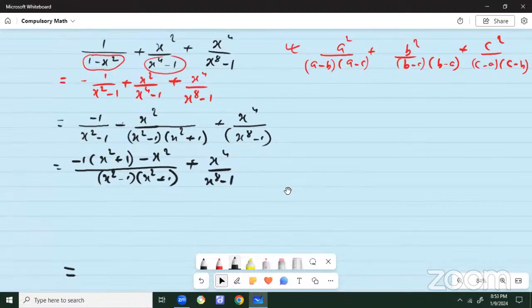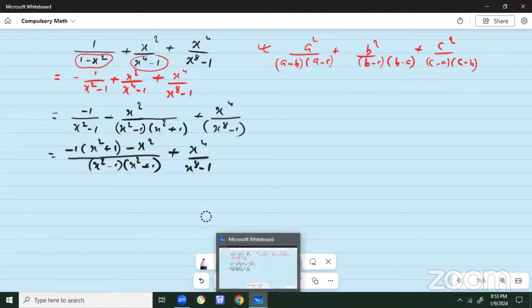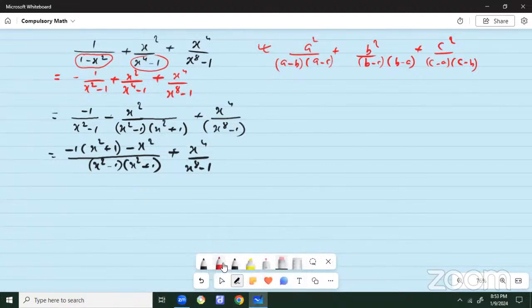Okay, this is your answer, right? Let's wait for the two people who are trying. What is your answer? In the denominator we have x to the power 8 minus 1, right? And in the numerator you got minus 2x squared plus x to the power 4 minus 1. Okay. Till then, try this number. They will come back with the answer.